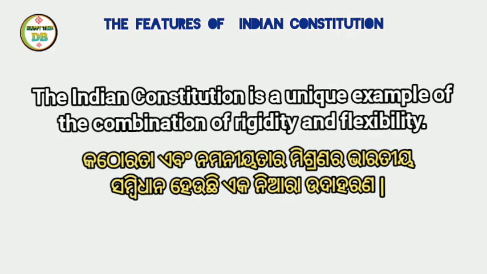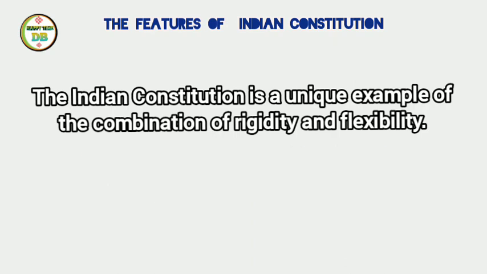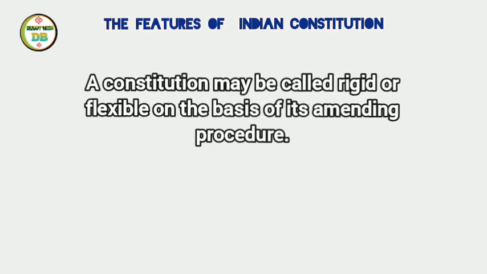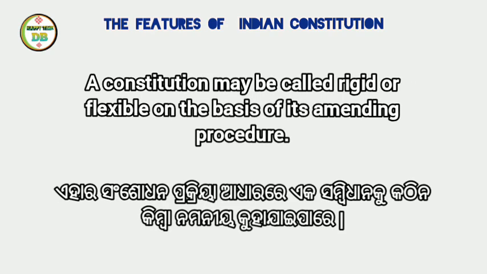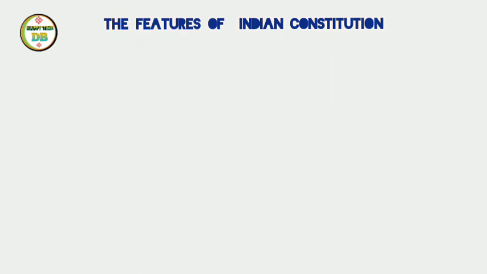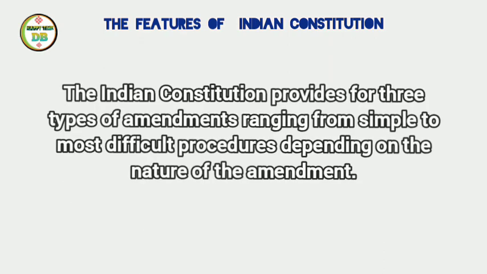The Indian Constitution is a unique example of the combination of rigidity and flexibility. A constitution may be called rigid or flexible on the basis of its amending procedure. The Indian Constitution provides for 3 types of amendments ranging from simple to most difficult procedures depending on the nature of the amendment.